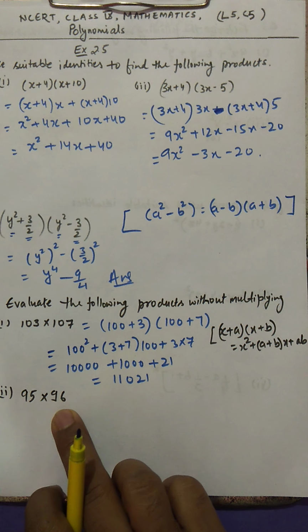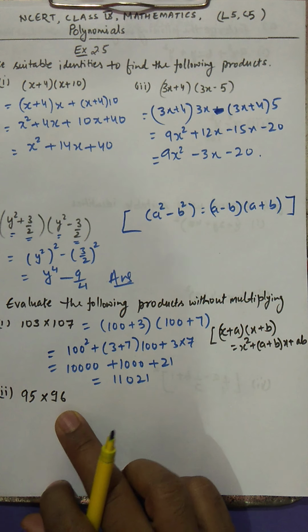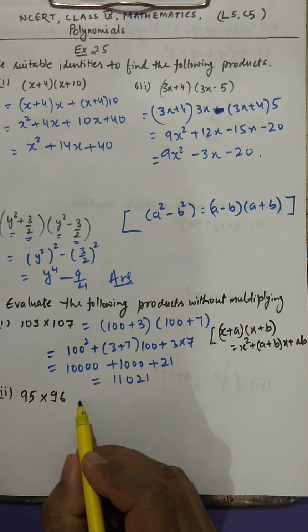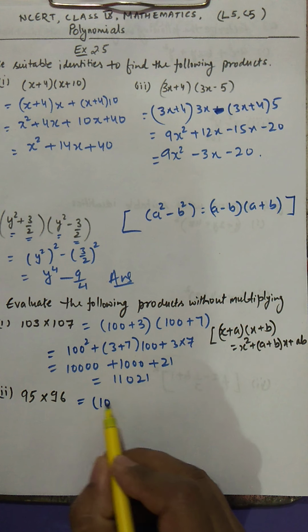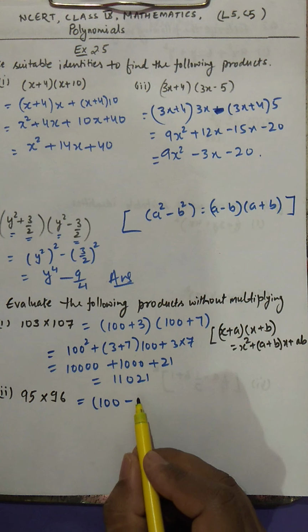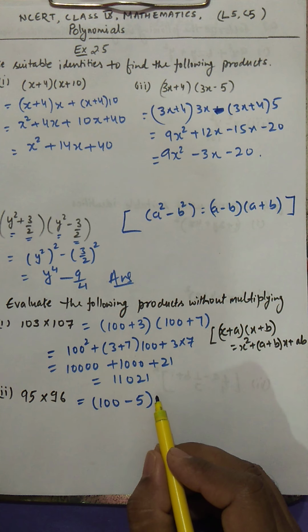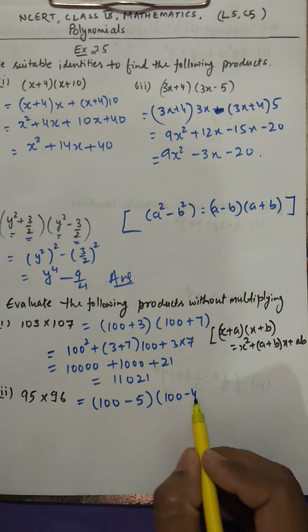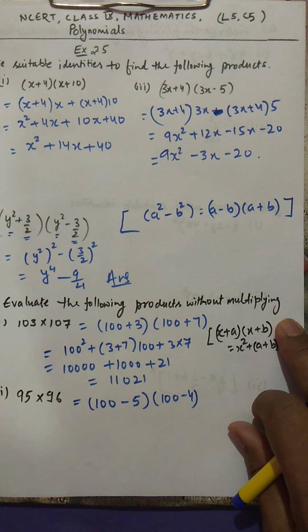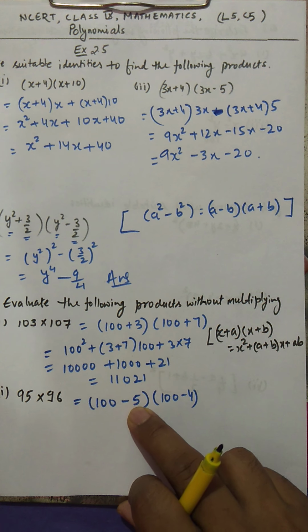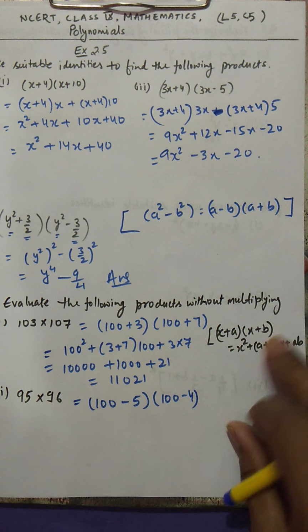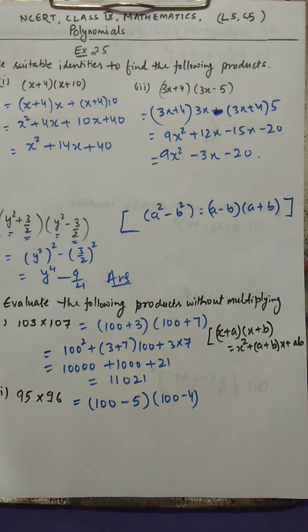Now this one I am just giving you a hint how to solve, and you'll be solving it yourself. The hint is, you can write 95 as 100 minus 5, and 96 as 100 minus 4. So here the same identity you can apply, but at place of a you have to take minus 5, at place of b you have to take minus 4.